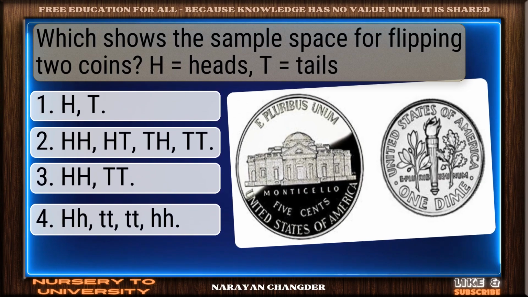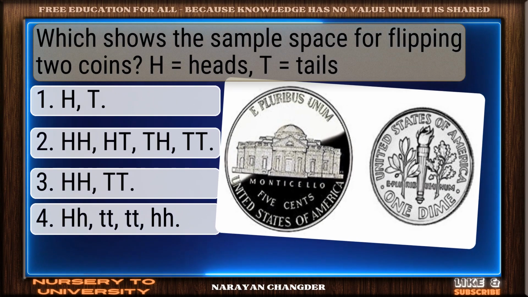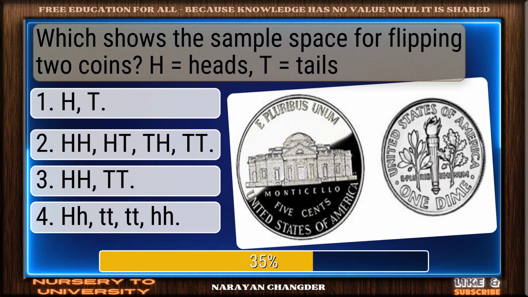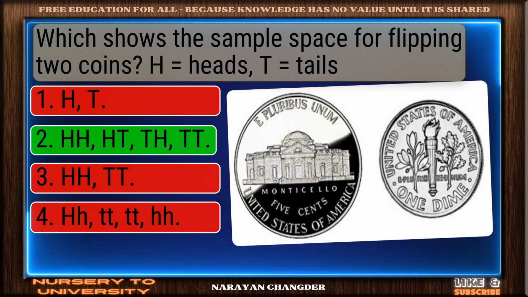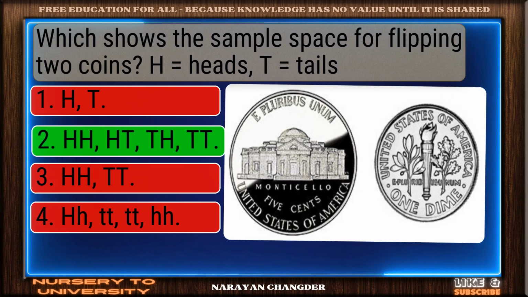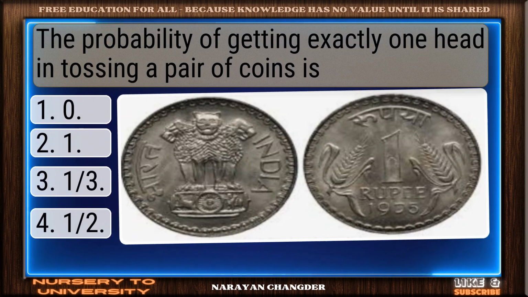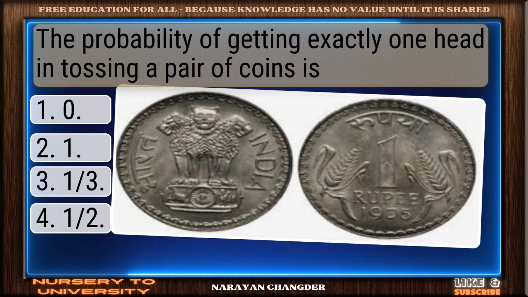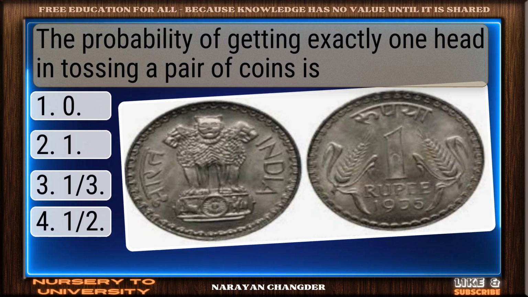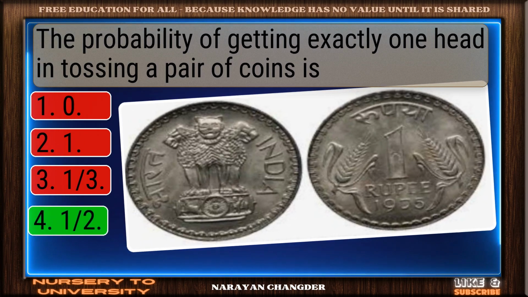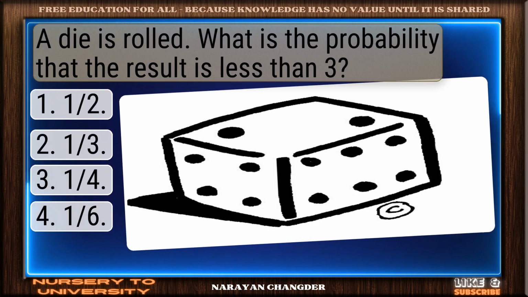Which shows the sample space for flipping 2 coins? H equals heads, T equals tails. Excellent choice. HT, TT is right. The probability of getting exactly 1 head in tossing a pair of coins is. 1/2 is solid.